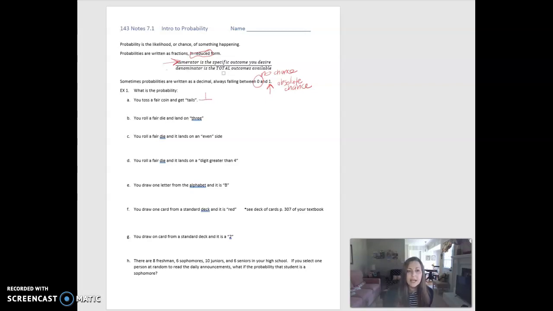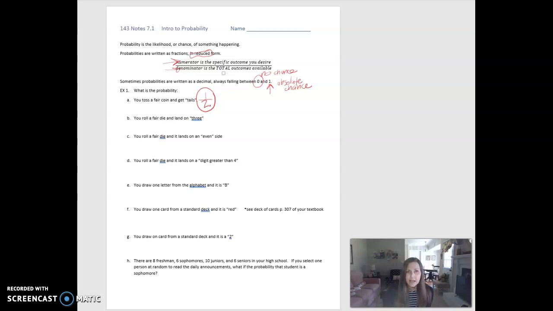And then the denominator is the total of all your options. So if you toss a fair coin, what are your total options? Well, your total options are heads or tails. So there would be 2 total options here. And so that would be 1 out of 2. The probability that you toss a fair coin and get a tail is 1 out of 2. Now, interestingly enough, if I ask you what's the chance you're going to get a heads, it's 1 out of 2 as well.